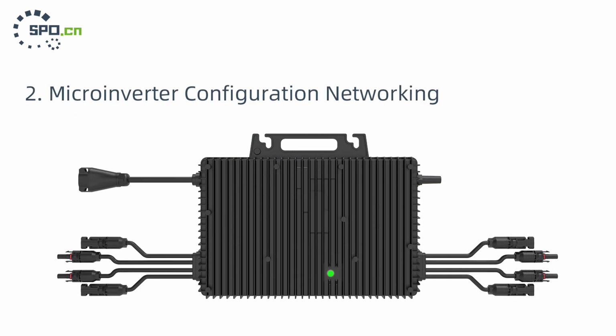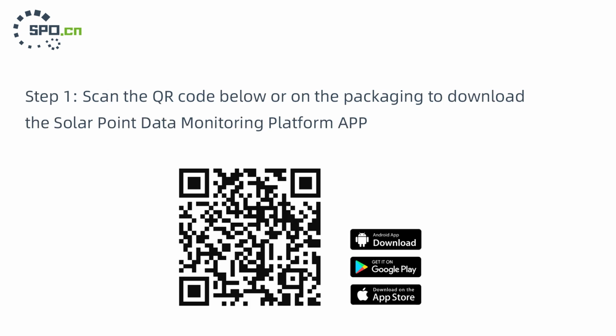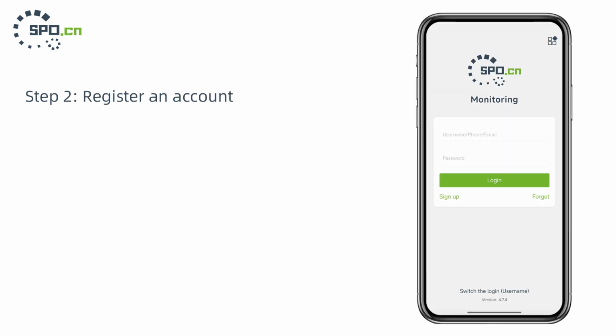2. Microinverter configuration networking. Step 1. Scan the QR code below or on the packaging to download the SolarPoint Data Monitoring Platform app. Step 2. Register an account. Click on Sign Up to enter the Sign Up page.